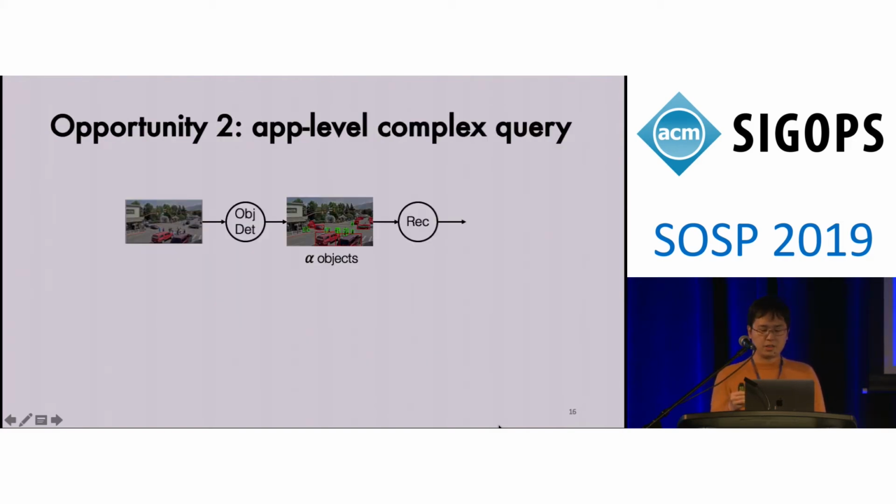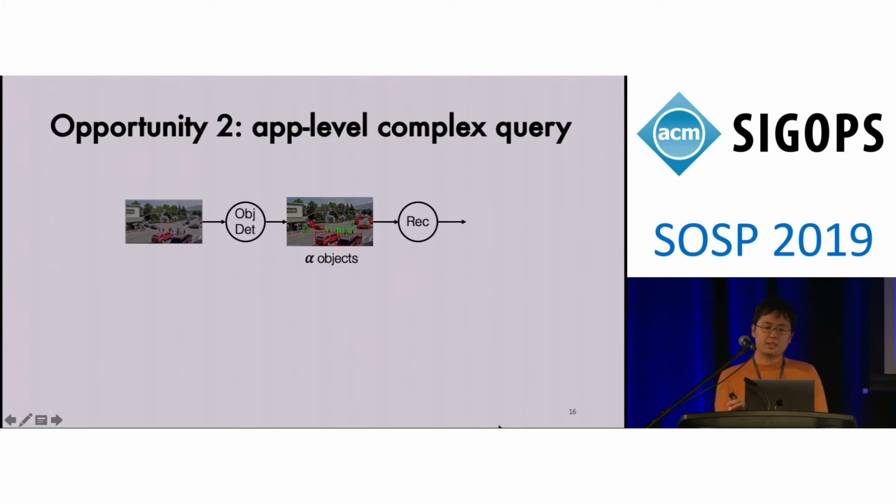An application can have a complex query that uses multiple models to serve one request, with dependencies between them. This figure shows a simple example of a complex query where you first use the object detection model to detect objects from a video frame, and then you use a recognition model to recognize each of the objects. And the number of objects detected from each frame can vary depending on the workload.